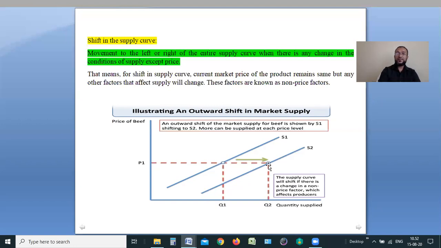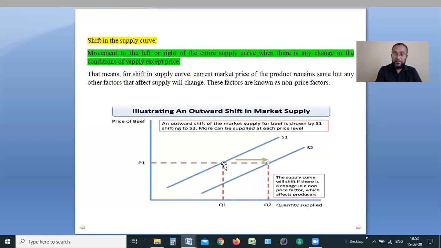If cost of production rises, then it will be less profitable for the farms because their profit margin will fall, so they will reduce their production. As a result, supply will fall and the supply curve will shift to the left. In that case, if cost of production rises, the supply curve will shift to the left, which is known as inward shift or leftward shift of the supply curve.